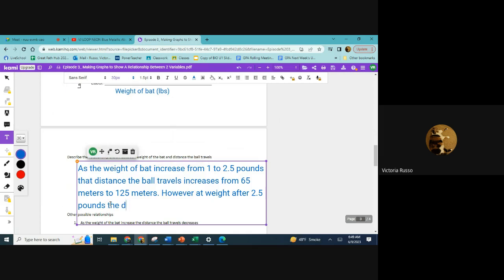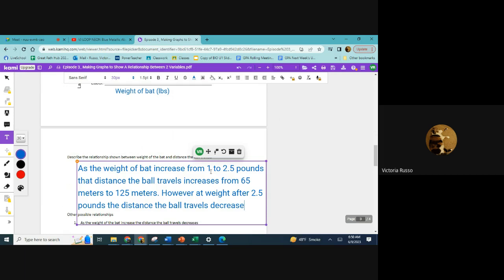And you could put numbers here if you wanted to. There's probably typos in here because I'm the queen of typos. So as the weight of the bat increases from 1 to 2.5 pounds, the distance the ball travels increases from 6.5 meters to 125 meters. However, at a weight of 2.5 pounds, the distance the ball travels decreases.